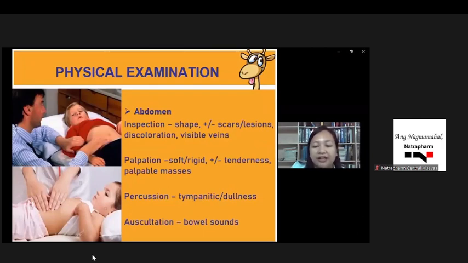A distended abdomen may signify an obstruction, infection, presence of ascites, or an abdominal mass. Palpation will reveal masses. We should note the size and the location, presence of hepatomegaly, or any sources of pain. So the normal liver edge is up to 3.5 centimeters below the right costal margin in newborns and up to 2 centimeters in children.